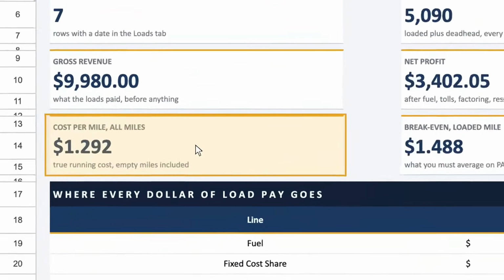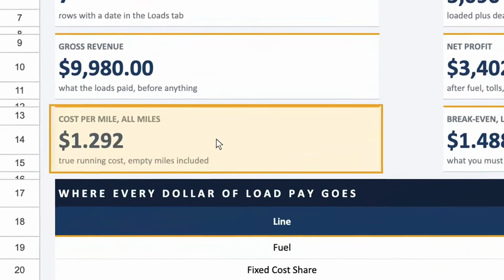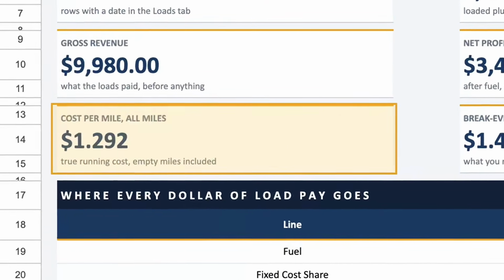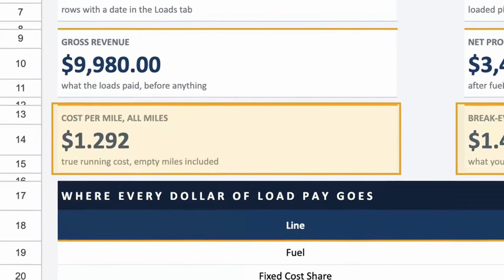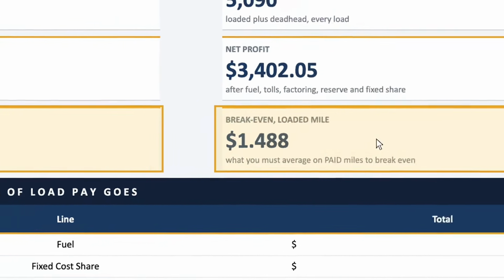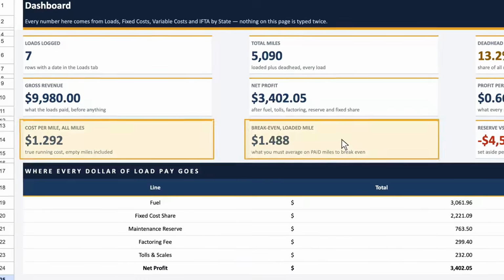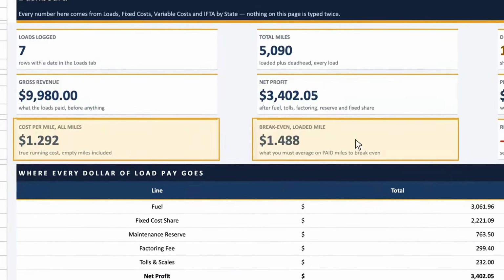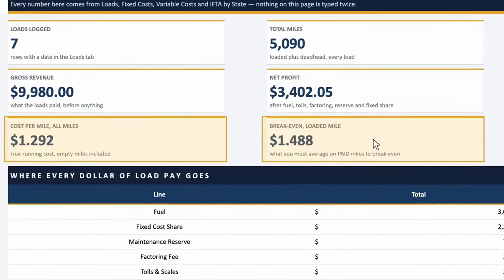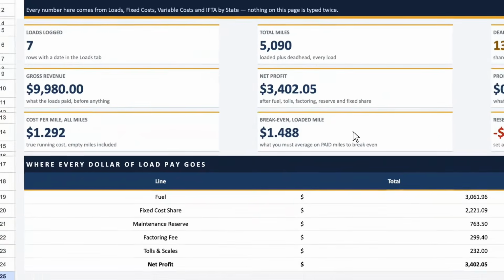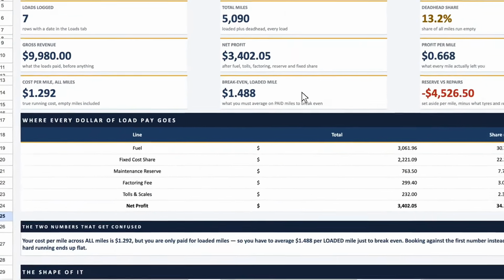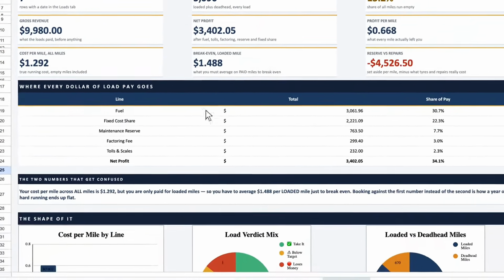Now the part you came here for. Your cost per mile with every mile counted is $1.29. But you are not paid for empty miles, only for loaded ones. So the loaded miles have to carry the empty ones too. That means you need $1.49 on every paid mile just to break even. 20 cents apart. Quote against the first number and you will run hard all year for nothing. That is the whole trap, and it is one line of arithmetic.